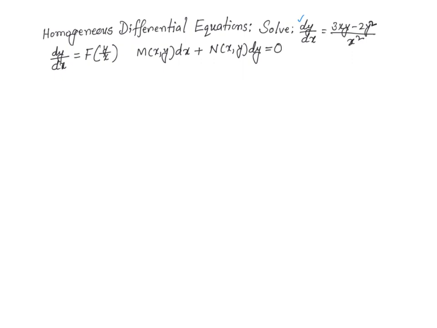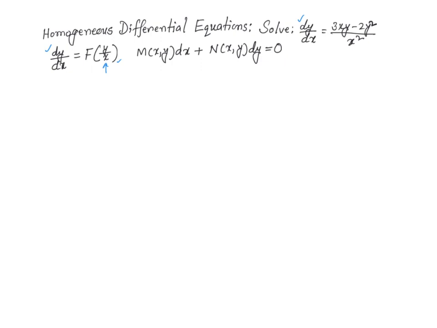Now, you probably remember the way homogeneous differential equations are defined as follows. dy over dx is equal to a function of y over x. That is the definition of a homogeneous differential equation. So if you have a differential equation that can be expressed in this format, we call it a homogeneous differential equation. Of course, we are dealing with first order homogeneous differential equations here.